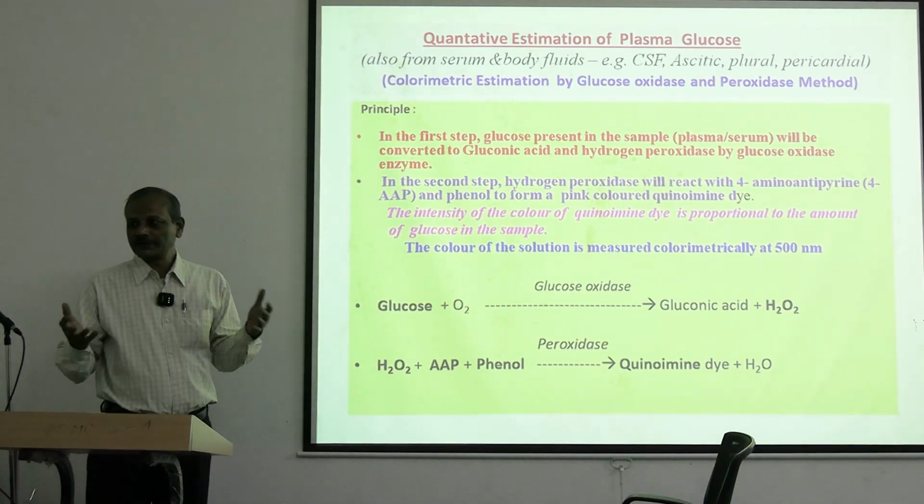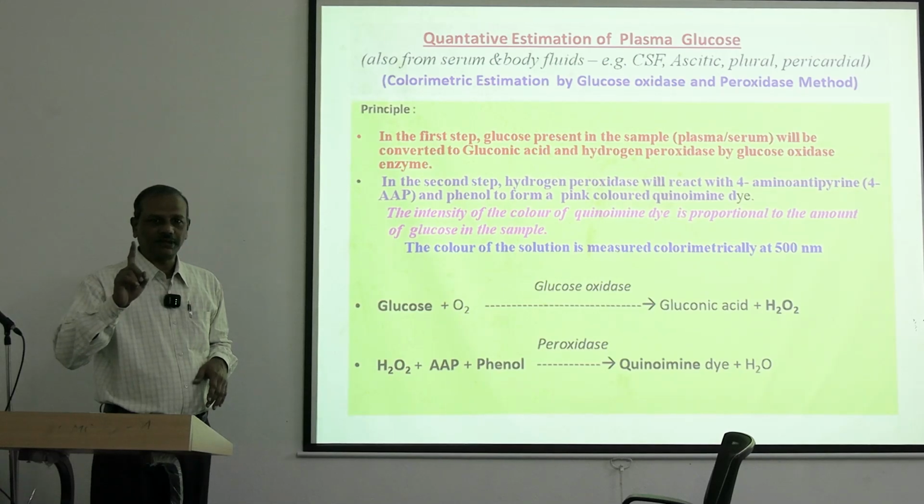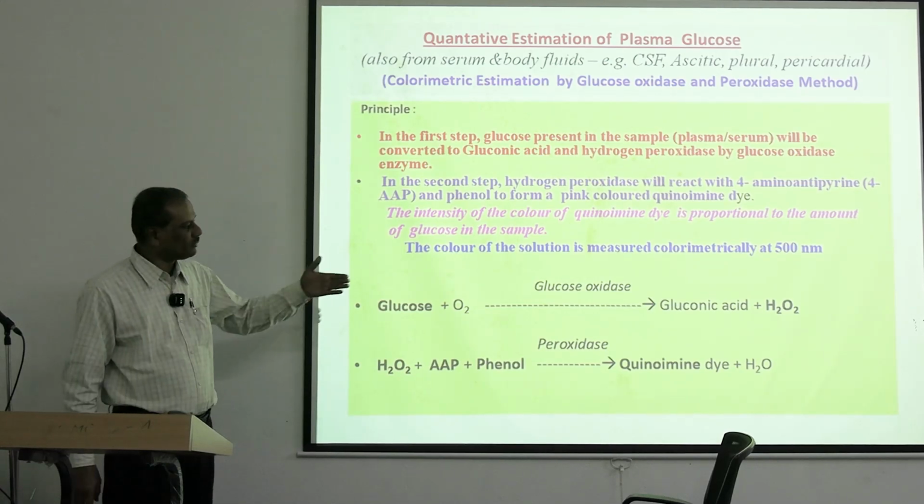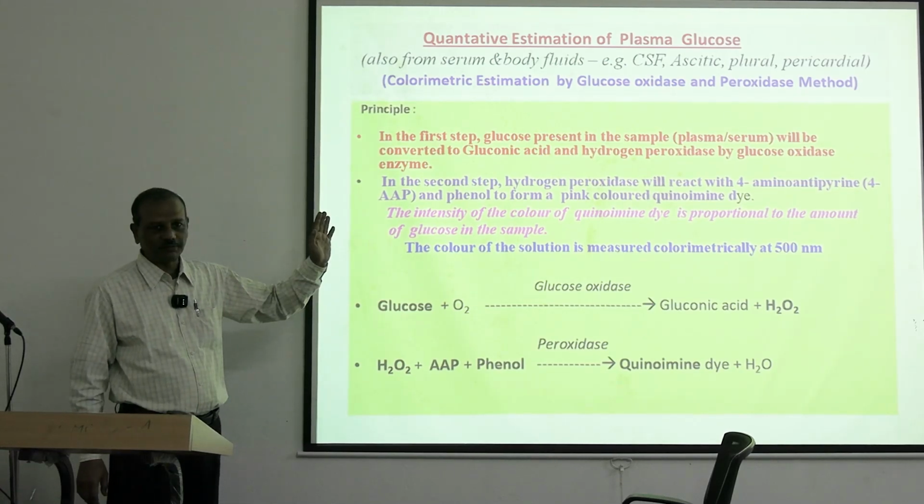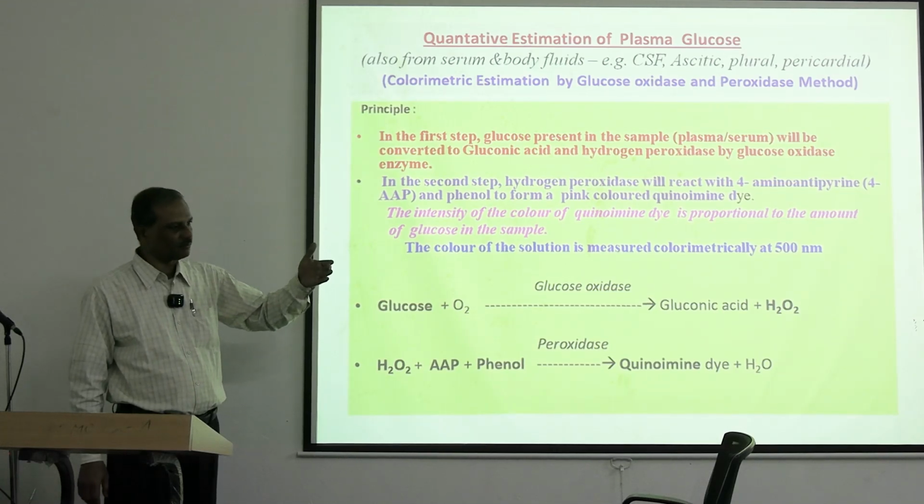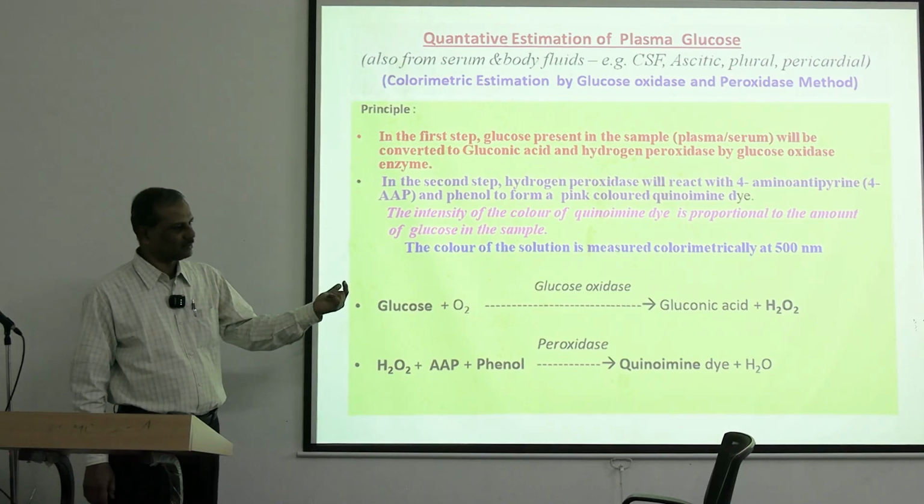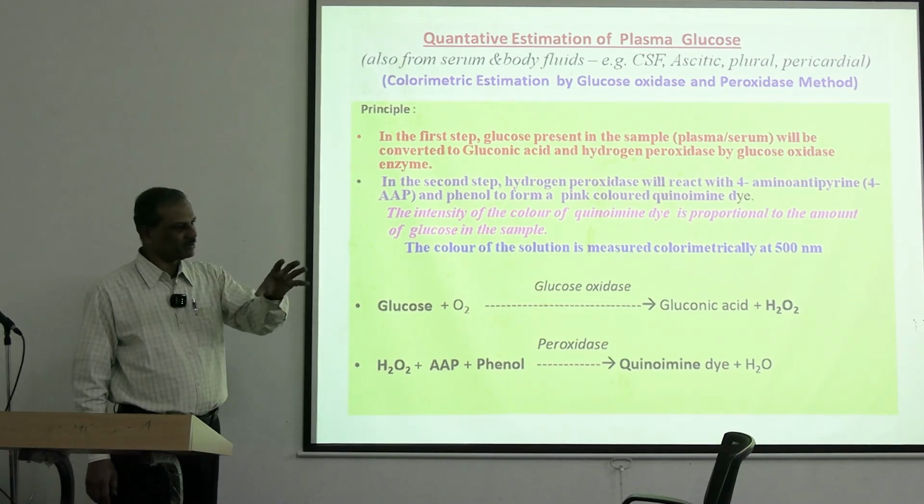Now, how will you measure it? You measure using a colorimeter, and for that you need a particular wavelength. And the wavelength here is about 500 nanometer. Now, if the machine doesn't have 500 nanometer, it might have 505 or maybe 490. You use the nearest nanometer there. What is available in the instrument?